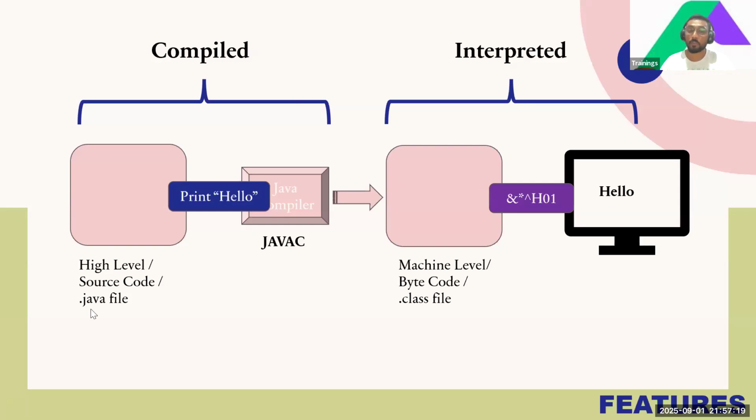Suppose tomorrow I give you this .java file, which has some code, some instructions written. Can you execute that .java file directly? Can you give it to the machine for the execution? No. First, you have to compile. First, you have to give it to the Java compiler, and then after the Java compiler creates this .class file, that .class file you can give to the machine.